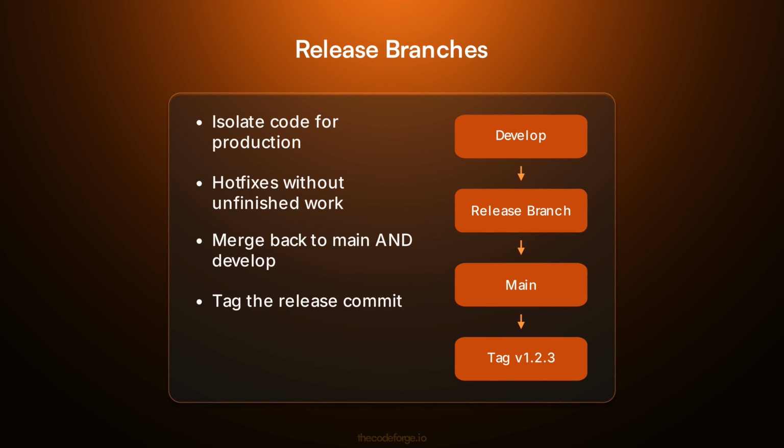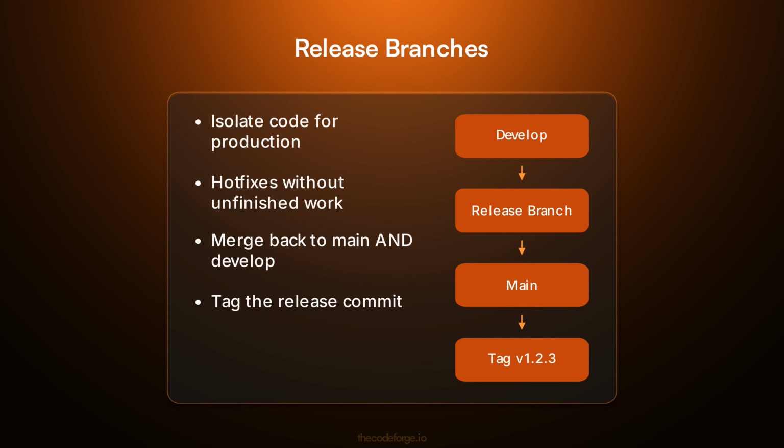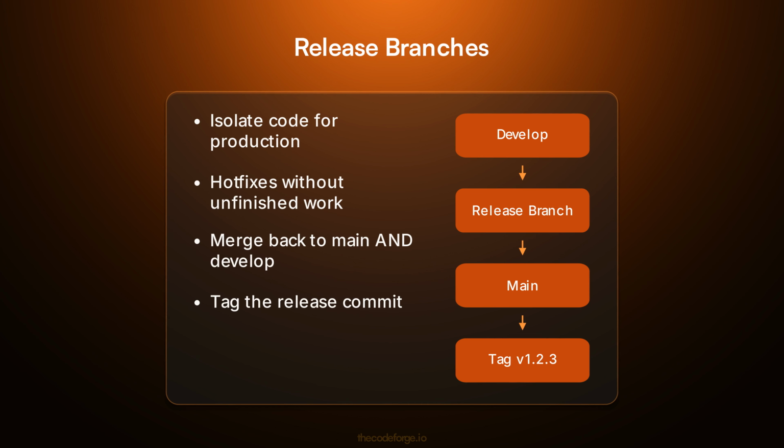Release branches isolate the exact code that goes to production. When ready to ship, cut a release branch from develop. All QA fixes go here. After release, merge back to both main and develop, otherwise fixes disappear. Tag the release commit for easy rollback.